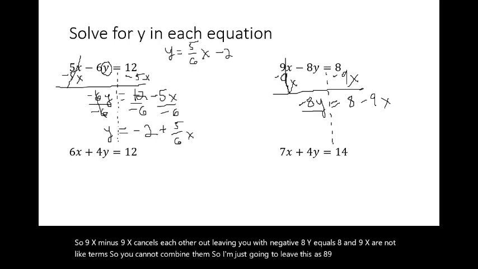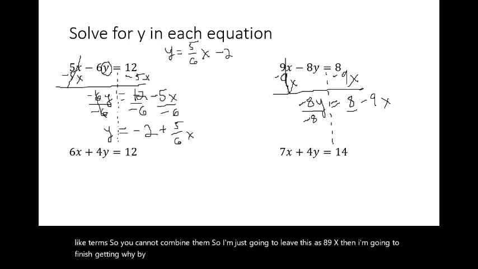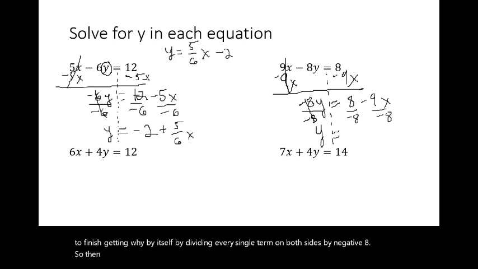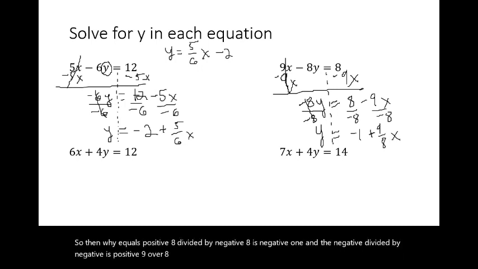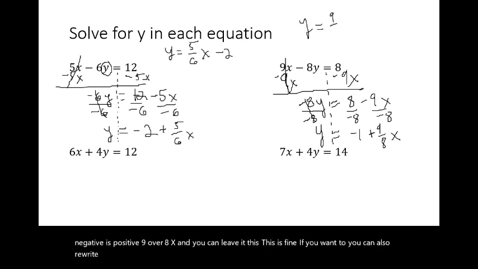Then I'm going to finish getting y by itself by dividing every single term on both sides by negative 8. So then y equals positive 8 divided by negative 8 is negative 1. And then negative divided by negative is a positive 9 over 8x. And you can leave it like this. This is fine. If you want to, you can also rewrite it as y equals 9 over 8x minus 1 if you want to or need to.